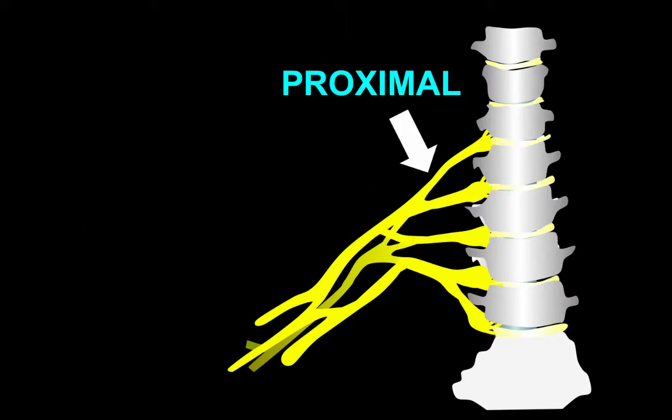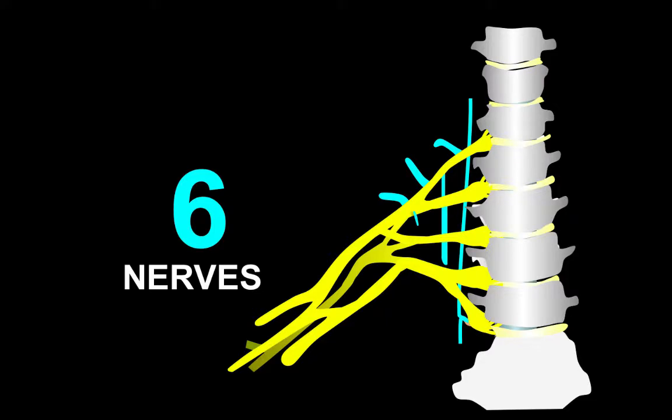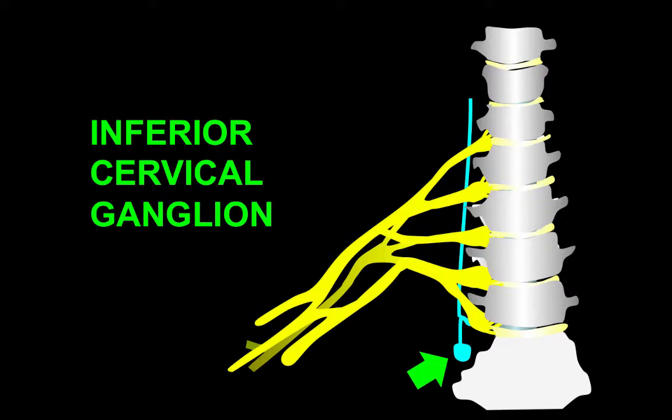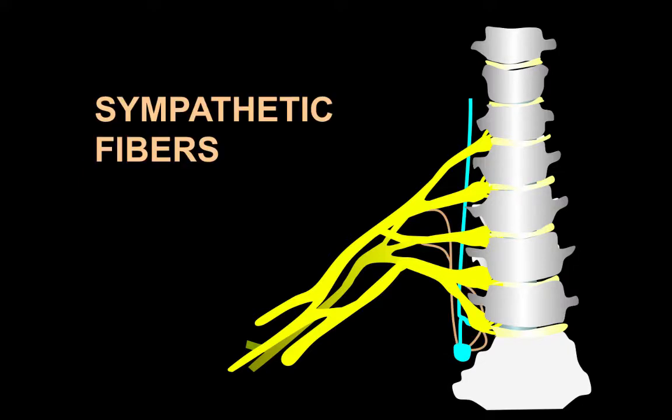First, the proximal group consists of 6 nerves. The most proximal nerve of this group is made of presynaptic sympathetic fibers arising from the first thoracic ventral ramus, and after a brief trajectory in this ramus, divides into a caudal branch and a rostral branch. The caudal branch makes contact with the inferior cervical ganglion. Postsynaptic fibers from this ganglion rejoin the brachial plexus at multiple levels to provide sympathetic innervation of the arm.